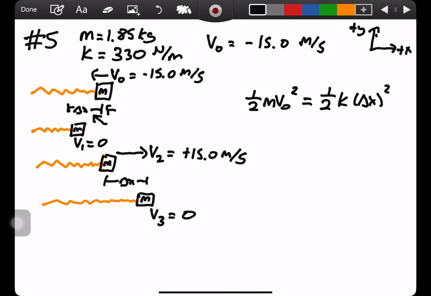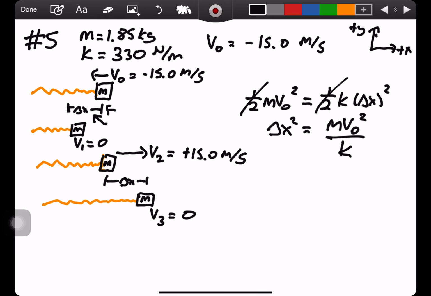Now, continuing to solve for this problem, I can already rule out 1/2 because both sides of the equation have it. And now I want to solve for delta x, and so it makes sense to try to get that on one side of the equation. And so I can say that delta x squared is equal to m v0 squared divided by k. So what I did was I simply divided both sides of the equation by k.